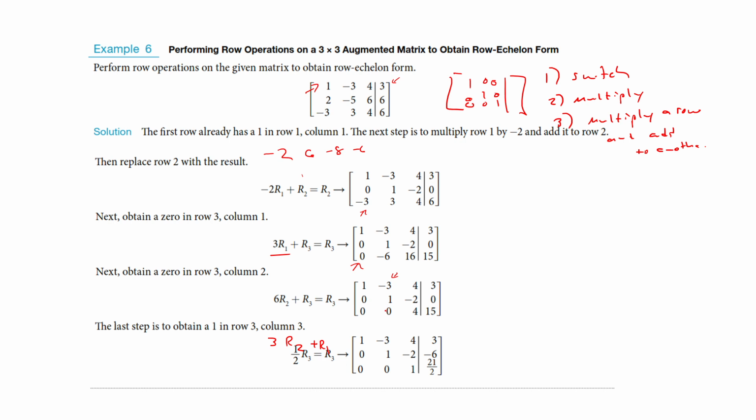Now, what they did is they wanted to create a 1 in this bottom right corner. Well, we can easily do that. If I just multiply here through by a 1/4, that would create a 1. Now, sometimes you get some pretty ugly fractions. So 1/4 times the 15.